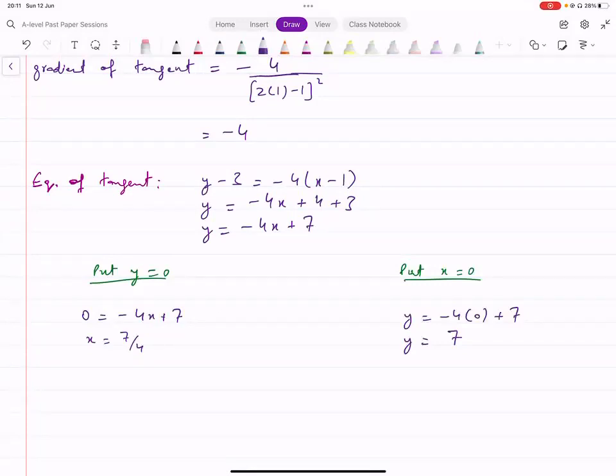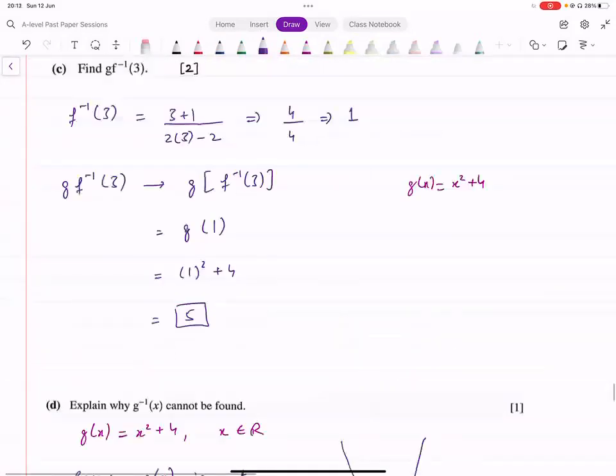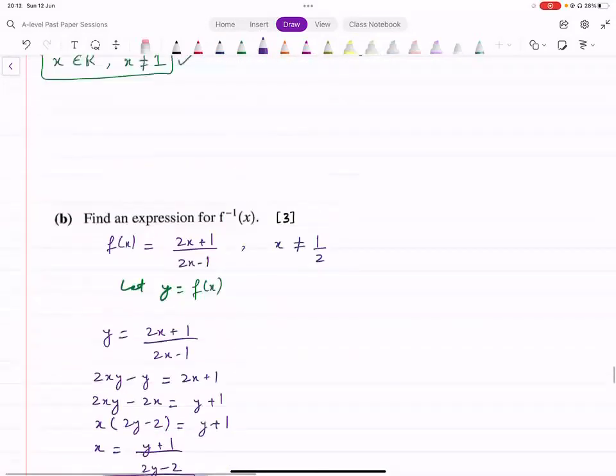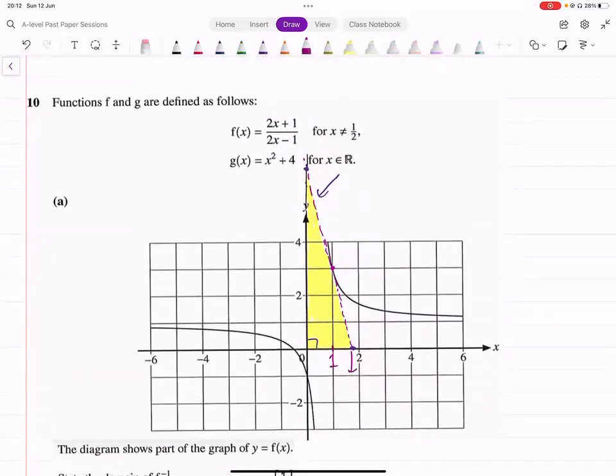So they are 7 over 4 and 7 respectively. Let's actually write them down on the graph there. So this point here is 7 over 4. That's the base of this triangle, right? Because we're starting from the origin. And this point here is 7. Okay, so we've got the base of the triangle, we've got the height of the triangle.